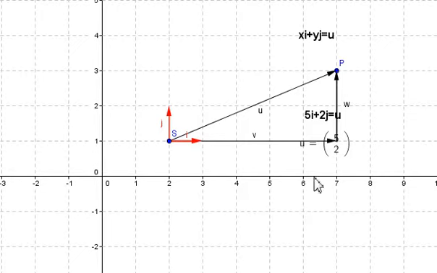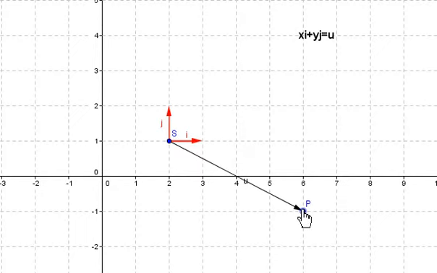Another exercise. Let me change the vector. Okay, pause the tape and find the coordinates of u. And now the coordinates of u are 4. We are going 1, 2, 3, 4 units to the right, and 1, 2 units down. So the components of the vector are 4 and -2.